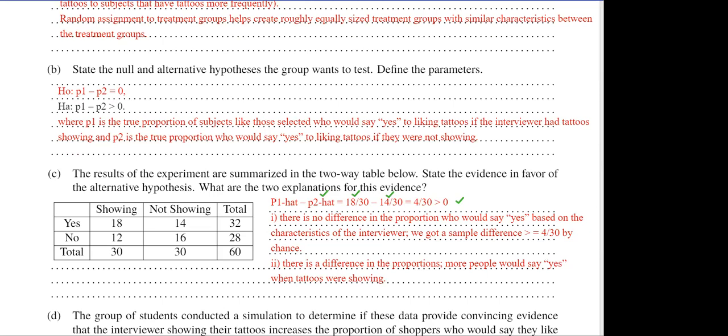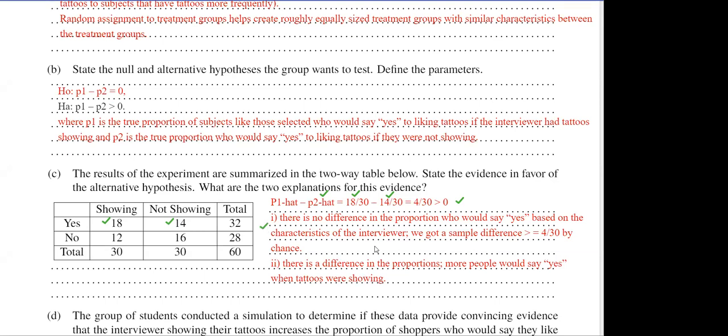Right? Those were the ones that said yes. Well, that difference is 4 out of 30, which is greater than 0. So there's our evidence, right? So once again, we're saying proportion 1 is saying yes when showing, and proportion 2 is saying yes when not showing. So we find their difference of the two sample proportions, and that difference is positive. So there's our evidence. Now, our explanations are always going to be the same explanations for this evidence, right?